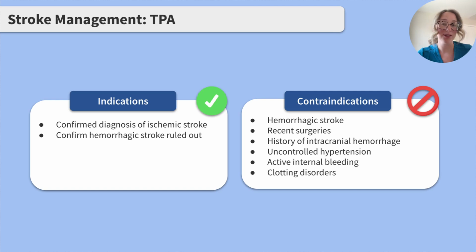There are several reasons why a client is deemed ineligible for TPA, and those include a hemorrhagic stroke, as we wouldn't want to make these clients bleed even more, any recent surgeries, history of intracranial hemorrhage, uncontrolled hypertension, active internal bleeding, and certain clotting disorders.